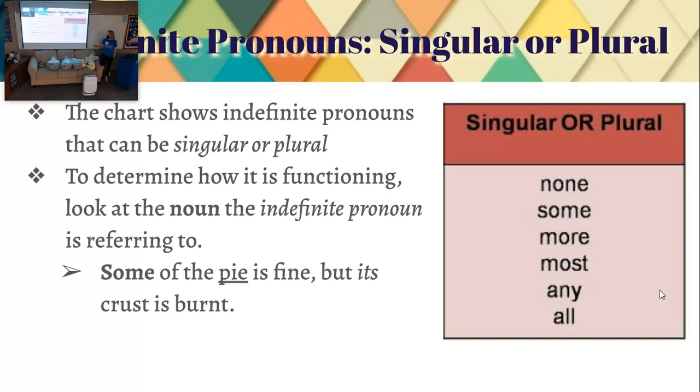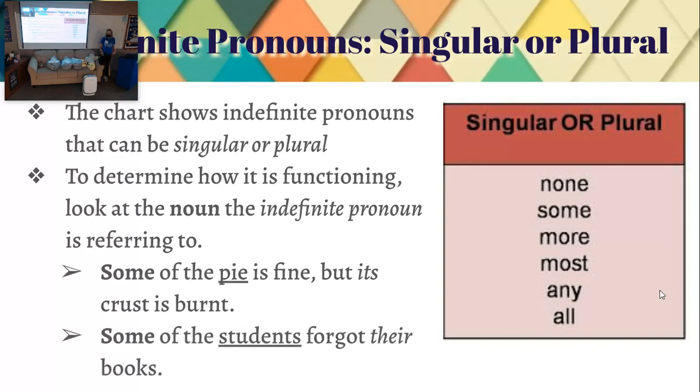It's our indefinite pronoun. Pie is what this pronoun is referring to. So since pie is singular, this "some" functions singularly. All you have to do is think about what this indefinite pronoun is referring to in the sentence, and is that word it's referring to singular or plural? In this case, it's singular. So when we use our pronoun later in the sentence, we have to make sure it's also singular in nature. So, "Some of the pie is fine, but its crust is burnt."